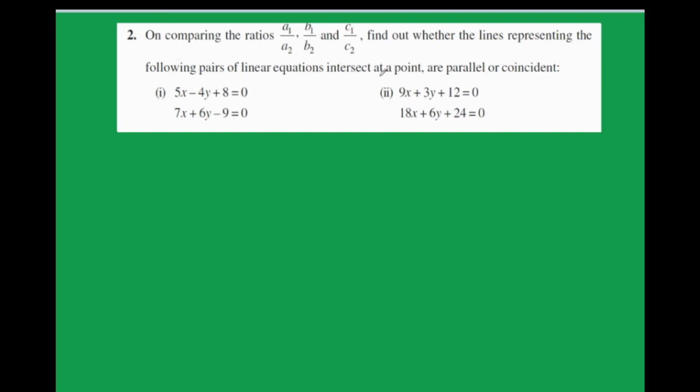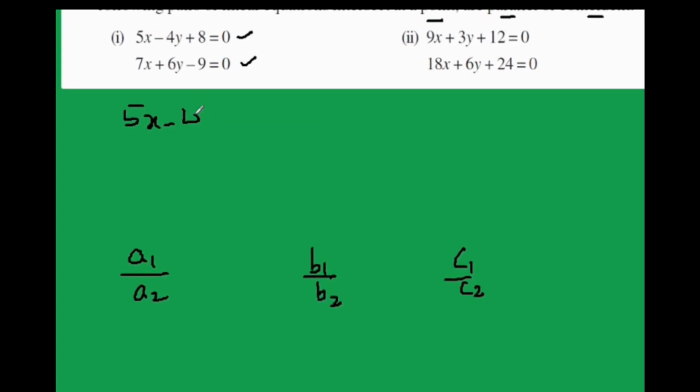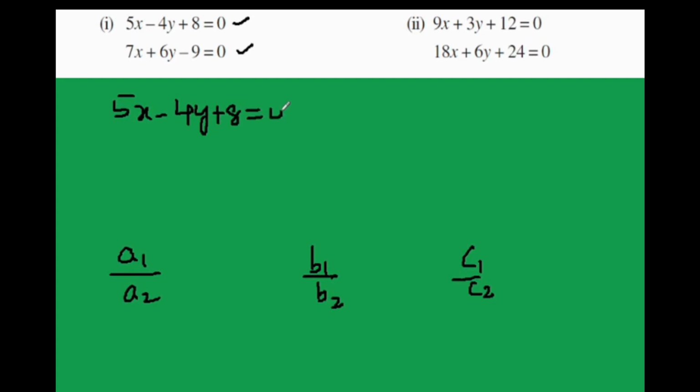To find whether the type of lines are intersecting, parallel or coincident, we have to compare the ratios. This is the standard basic procedure to find the type of line, students. They have given the two equations: 5x minus 4y plus 8 is equal to 0, and 7x plus 6y minus 9 is equal to 0. So we will compare the ratios A1 by A2, B1 by B2 and C1 by C2. The first equation is 5x minus 4y plus 8 equal to 0, and the second equation is 7x plus 6y minus 9 equal to 0.